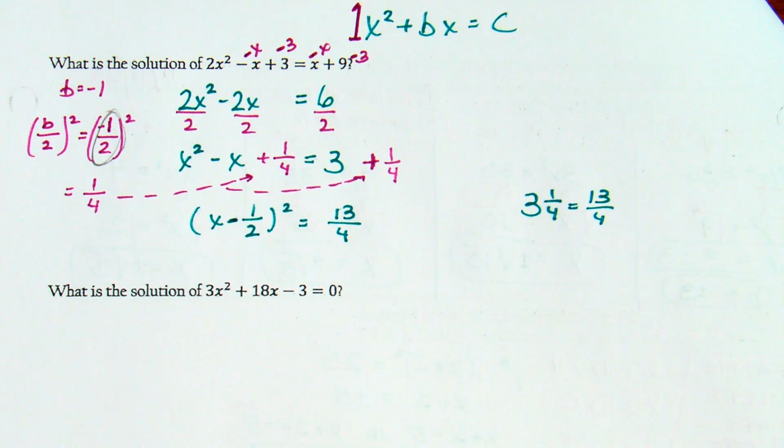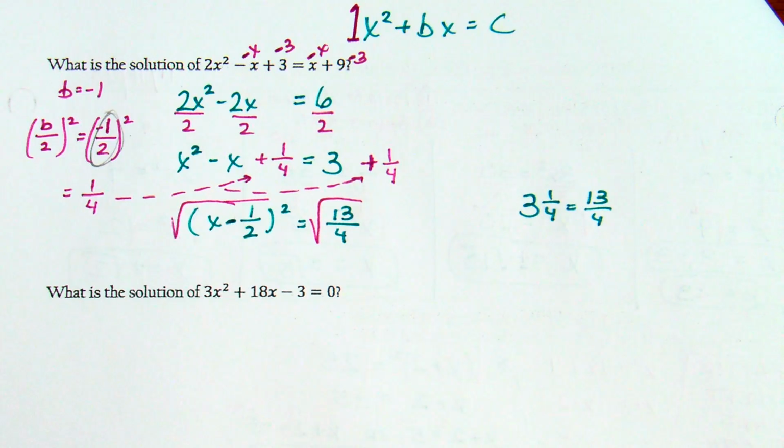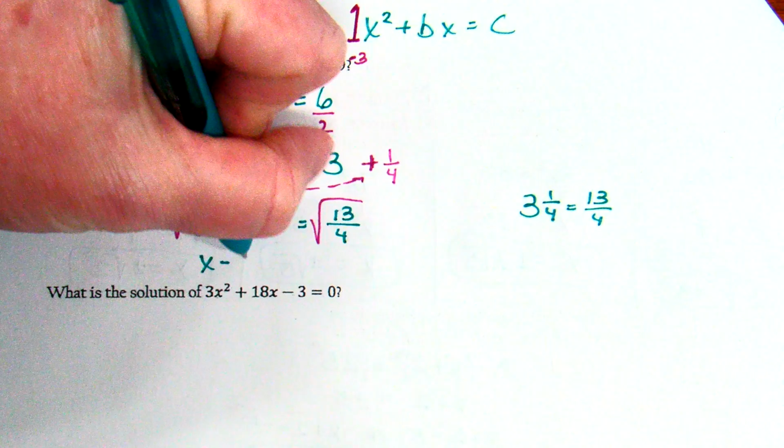So right there was step 3. Step 3 was factoring. Factor the left. Step 4, square root. So step 4 is square root both sides. What happens on the left when you square root x minus 1/2 squared? You get rid of the squared, right? The square root and the square cancel. And I have x minus 1/2.